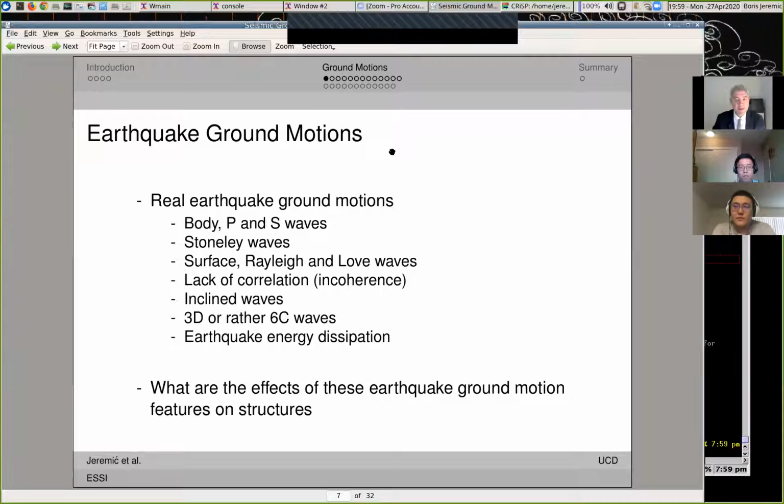There are 6-component waves, 6-dimensional waves. What I mean by that is there are always 3 components: 2 horizontal components and a vertical component at the point, and there are 3 rotations. So 3 translations and 3 rotations. Rotations are about this axis, and this axis. And so this is really important to understand.